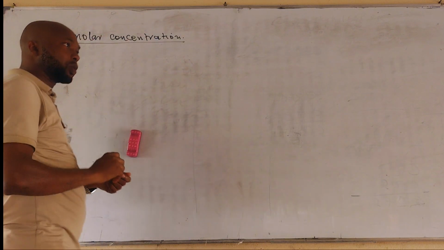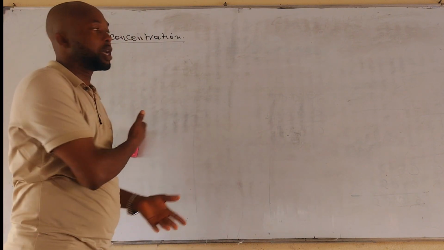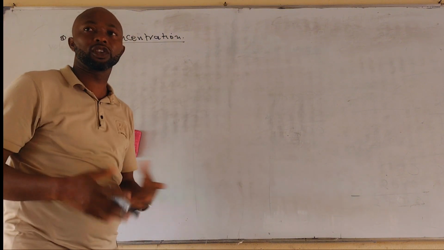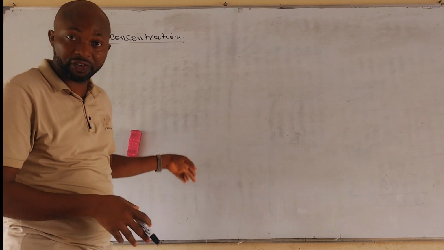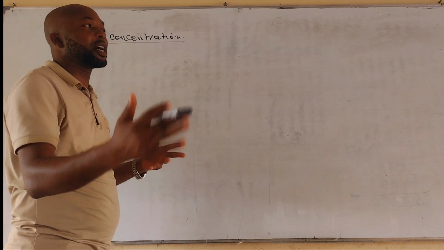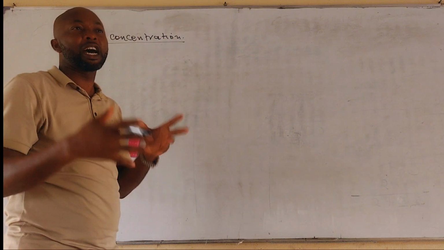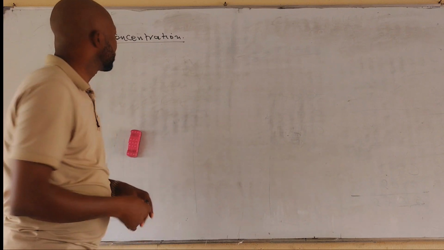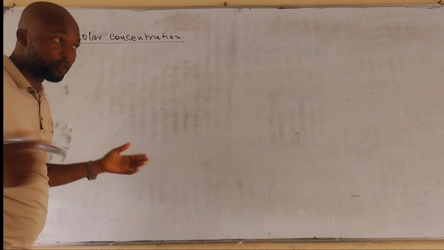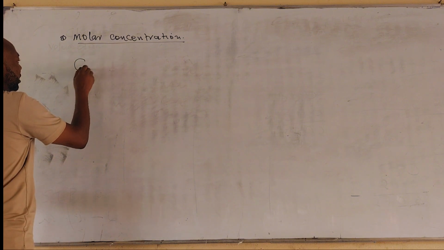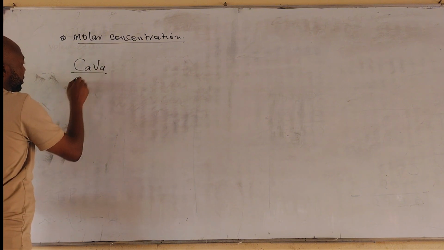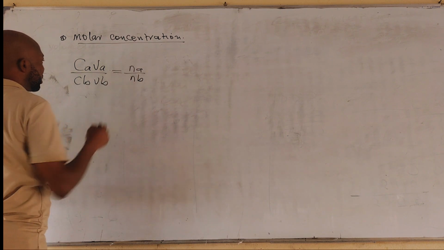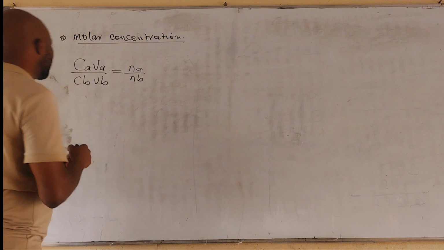So now we're going to look at the possible formulas which we can use, all the formulas that have to do with molar concentration. So any question that deals with molar concentration, what are the formulas that we can use to solve it? Through that, you can easily outline the formulas and know the one that is nearest to what is given to you, that you can use to solve. So let's start with our first general formula, which is CA VA over CB VB is equals to NA over NB. So this is the first formula.